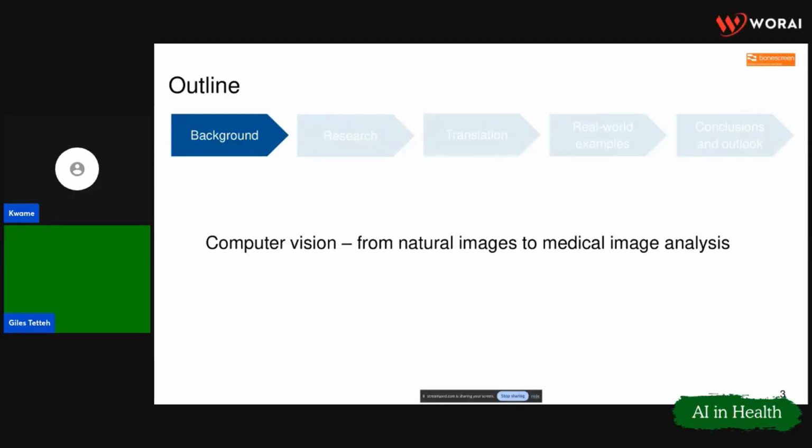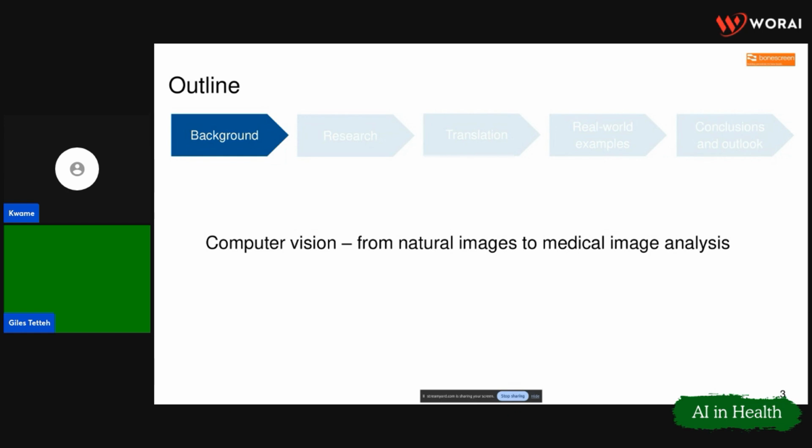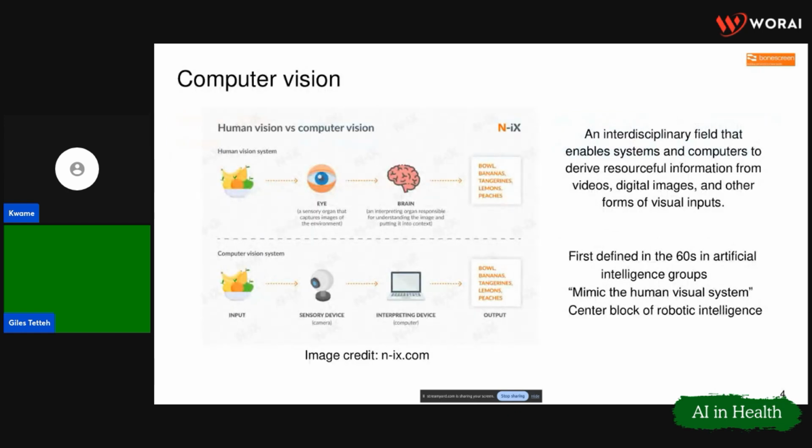At the background, we try to look at computer vision and then the transition from the natural images to our medical image analysis. And first of all, we look at what is computer vision to even begin with, right? So it's basically an attempt to give computers somewhat similar vision as human beings have, right?